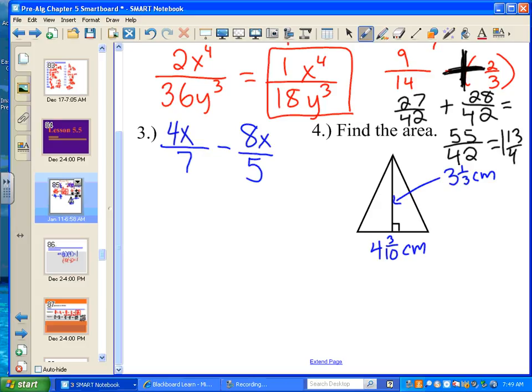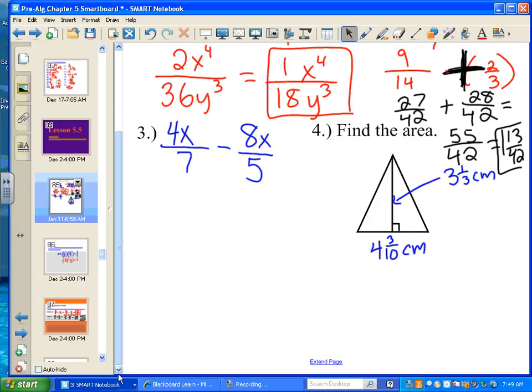Good. 1 and 13 over 42. So there's our answer for number 2. Any questions on any part of that? Much, much better than a couple days ago on that. So good job. Joseph, you might want to be writing these down so you have them as practice problems. Okay, number 3 is not too bad.